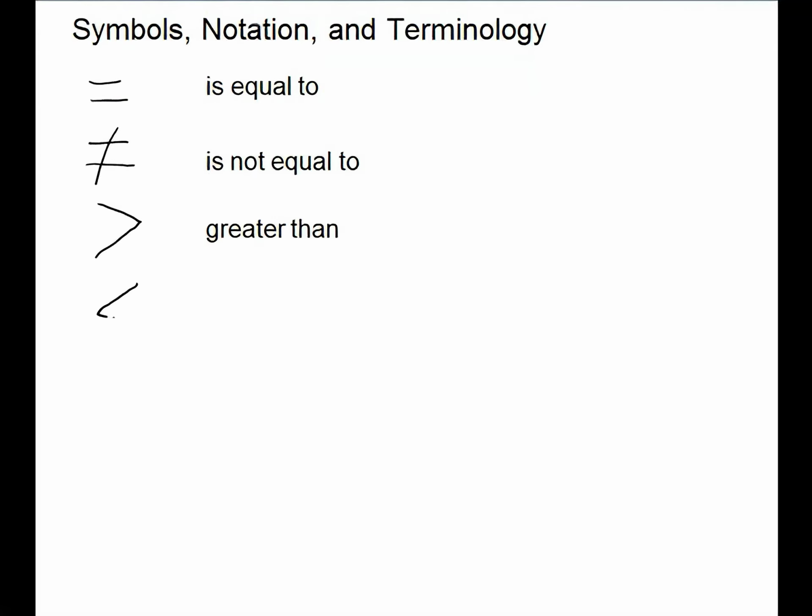To look at some symbols, notation, and terminology used with math. First, we have the equal symbol. Next, we have is not equal to, which is the equals with a slash. Then we have greater than, less than, greater than or equal to with the equals line underneath, and less than or equal to.